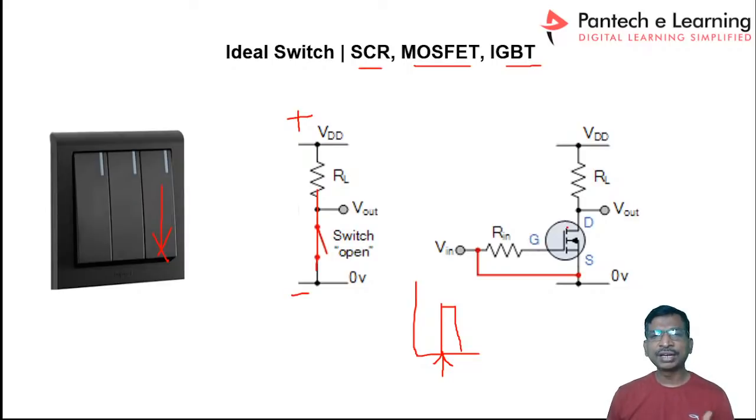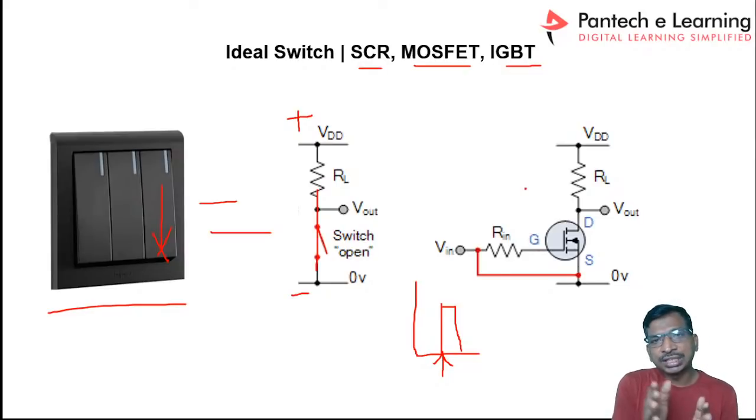So now we are getting a controlling feature by providing the PWM pulses to the circuit. Simply for understanding, this switch is equal to the MOSFET or IGBT. Here we can call it a mechanical switch, and here we can call it a solid state switch.